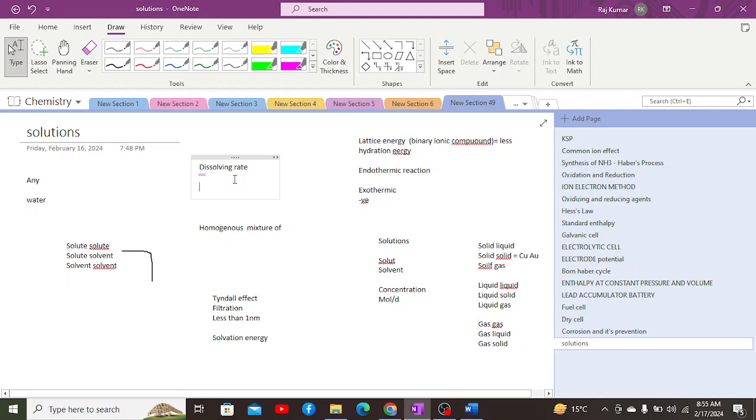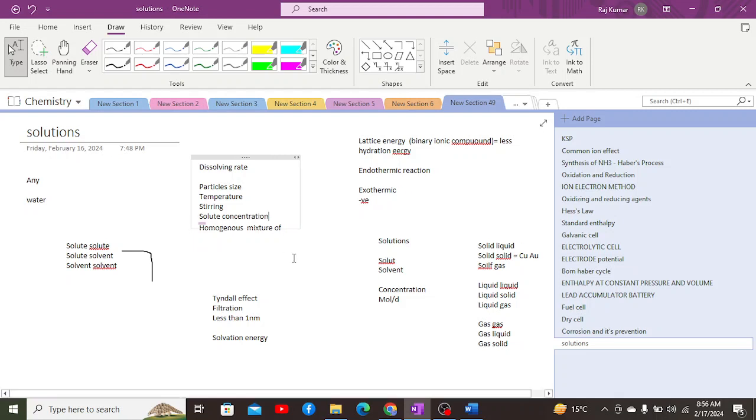That dissolving rate is inversely proportional to the particle size. As we have previously discussed, if particle size is increased, then lattice energy would be increased. So it is inversely proportional to particle size, directly proportional to temperature, directly proportional to stirring, and directly proportional to solute concentration.